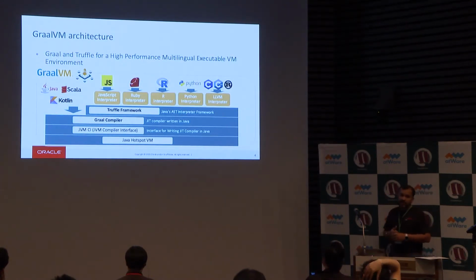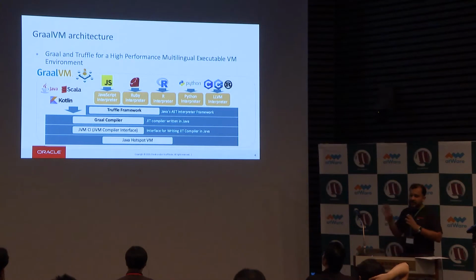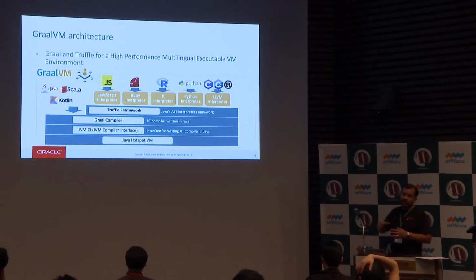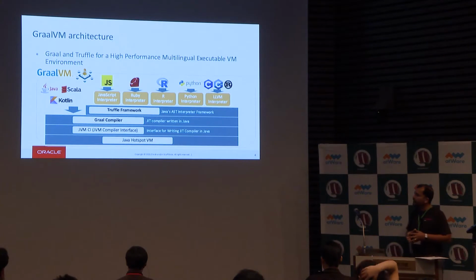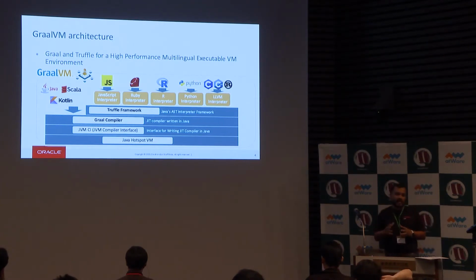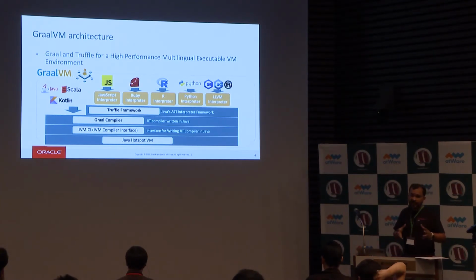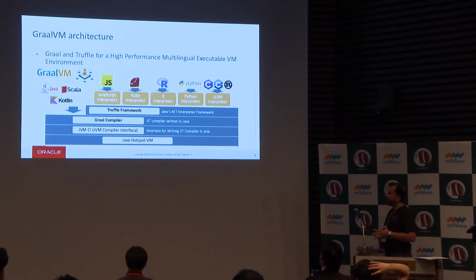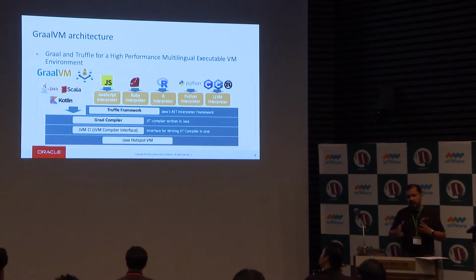Breaking down a little bit on the architecture, you will see that this high performance VM has a multi-layered architecture. It's built on the Java HotSpot VM. It plugs into the Java HotSpot via the JVMCI, which is the compiler interface. In that sense, we support both the just-in-time and also the ahead-of-time capabilities, right? The Graal compiler is modern, modular, and so forth. It's written in Java, right?